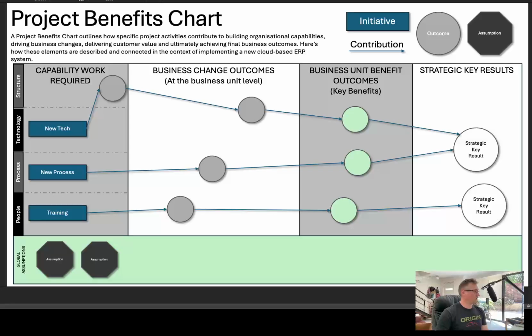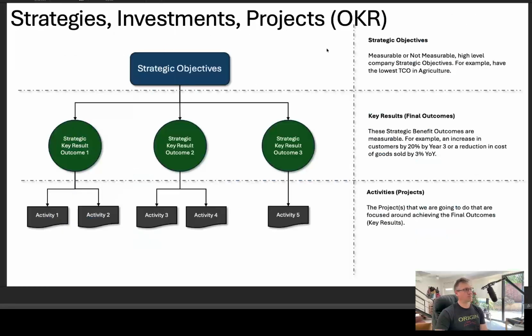All right, and then we move on to the project benefits chart, which then gets into the detail of what are our strategic key results, business unit benefit outcomes, change outcomes, and then the capability work required on a little bit more detailed scale. So what new technology, what new processes, and what training is going to be required, and any global assumptions. So it basically maps out our strategic investments, projects, and what have you that our business needs to do.